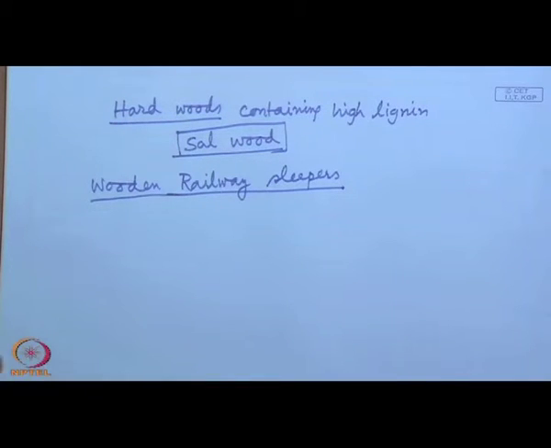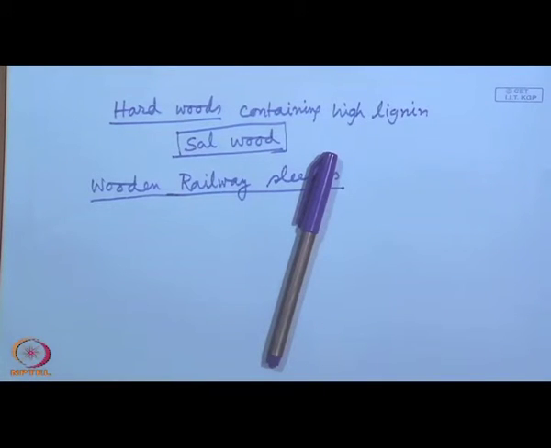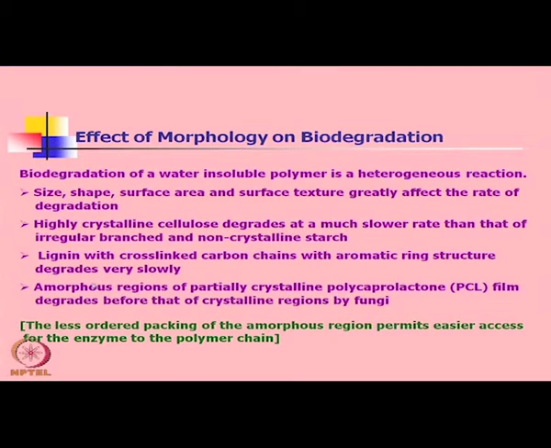So, it is true that if a polymer contains lignin, that polymer will be stable, it will not degrade. Even if it degrades, it degrades very slowly. And the life of wooden furniture is so high because of the presence of lignin in wood material. Amorphous regions of partially crystalline polymers, like partially crystalline polycaprolactone film, degrade before the crystalline regions by fungi. So, it has been established that if a polymer is amorphous, it will be degraded faster.